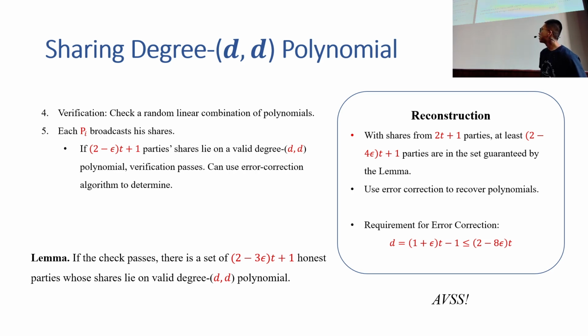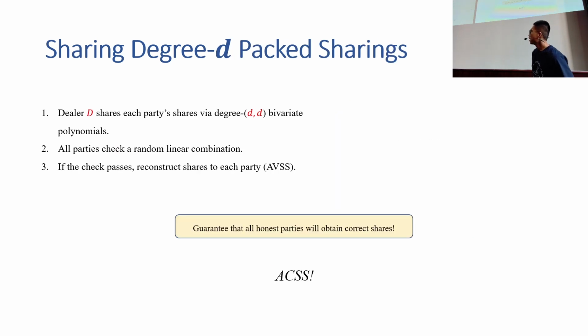Okay, now to upgrade to ACSS, where we want to ensure all the parties obtain correct shares, we just let the dealer share each party's share by using the previous approach. And then we do some verification over all the shares distributed by D to check whether those shares lie on a degree D packed secret sharing. So this way we can ensure that all the honest parties can obtain their correct shares.